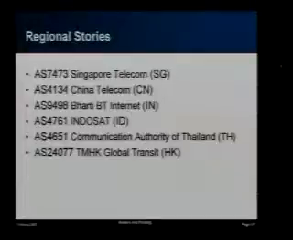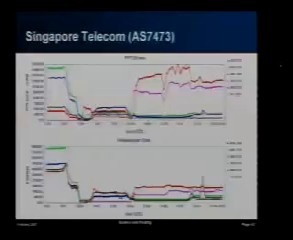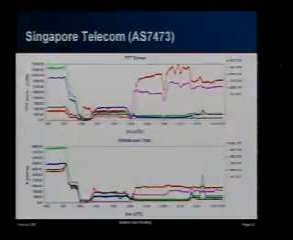So here are some interesting regional stories. Singtel, China Telecom, and we'll go through these one at a time. I'll only go through a couple of them in detail, but in each of these, you're going to see on the top the PPT scores, and on the bottom the number of prefixes carried on that edge. The reason that's interesting actually appears in this graph. If you look at the red on the top and the red on the bottom, the red is the edge between Telecom Italia and Singtel.